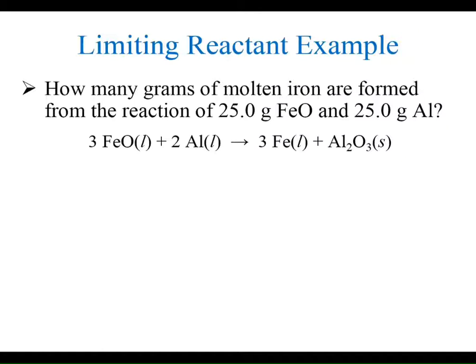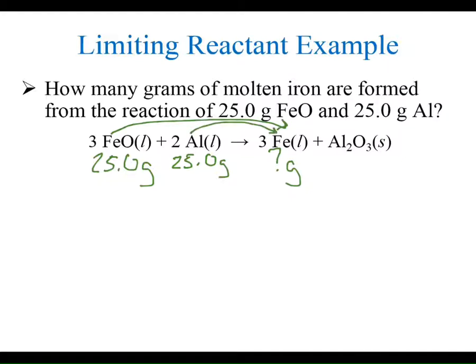So let's start writing this down. 25.0 grams of this, 25.0 grams of this. The question is, how much of this will I make? So I'm going to have to do that reaction twice. I'm going to say, okay, 25 grams of iron(II) oxide, how much iron will that make? And the 25 grams of aluminum, how much iron will that make? We'll get 2 answers, and which one will I choose as the right one? The smallest one, right? And whichever reactant gave me the smallest one was the limiting reactant. The one that gave me more was the excess reactant.